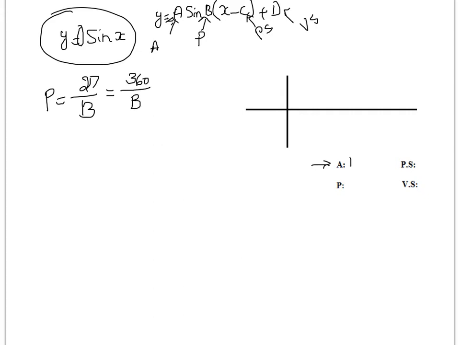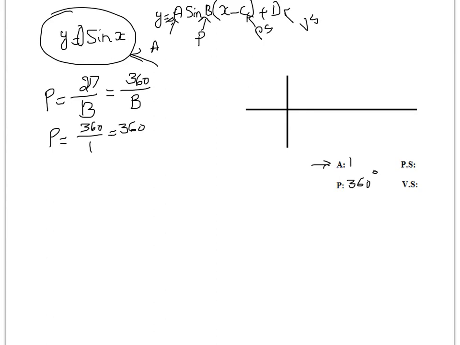Now, let's go back to this function. What is the number to the left of x here that you don't see? It's 1. So we automatically say that for this function, y equals sine x, the period is 360 divided by 1, which is going to be 360. So I can say that period is 360 degrees.